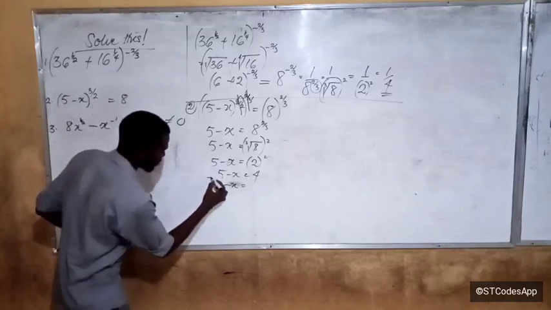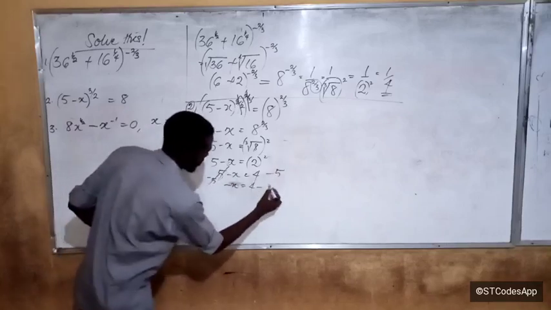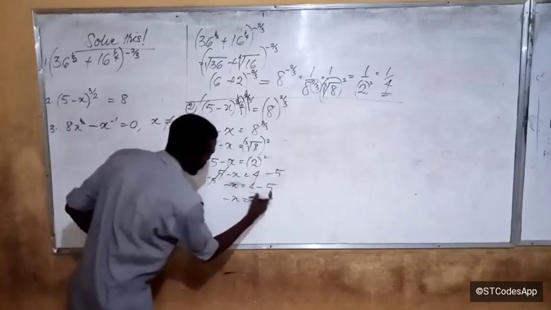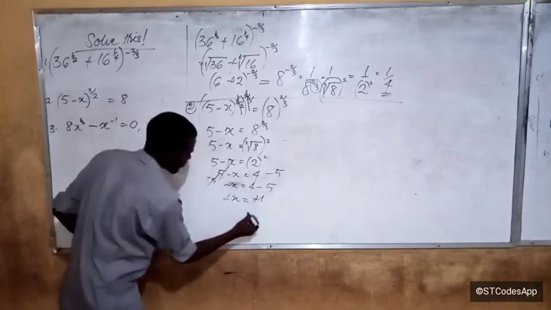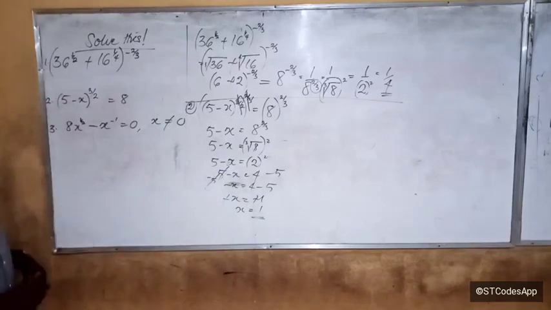So if we subtract 5 from both sides, we have minus 5 here. This takes care of this, and we have minus 5 here. So we have 4 minus 5, so minus x is equal to minus 1, and x equals 1. So that is the way to go about that one.